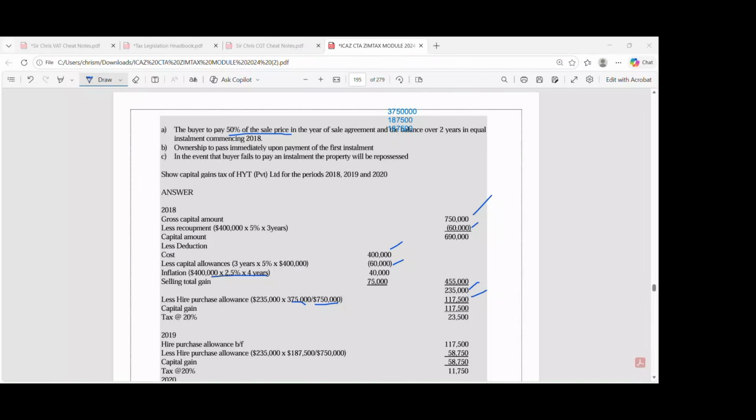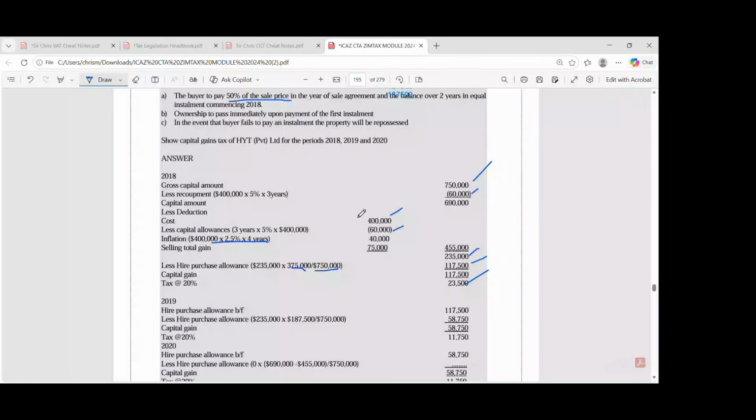of the 750. So we tax you on this 117,500, the 20%. Then in the second year, I'm going to receive the other 187,500, isn't it? The other 187 is still missing. So can you give me relief on the 187, which is not yet received, of the 750, which is 58,750? Then in the third year, you have received all the amount. We now tax you on this amount. That's the principle of relief.